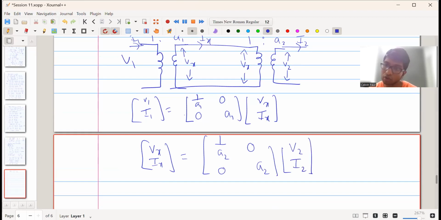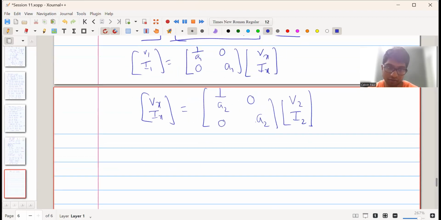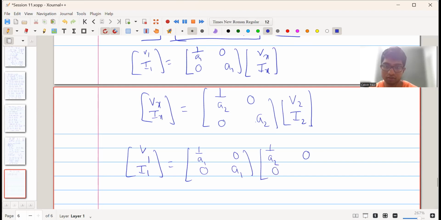Now we want to find the overall transformation between the input and the output over here. So we will substitute this Vx, Ix in this equation. We will get [V1, I1] equal to [1/A1, 0; 0, A1] into [1/A2, 0; 0, A2] into [V2, I2].